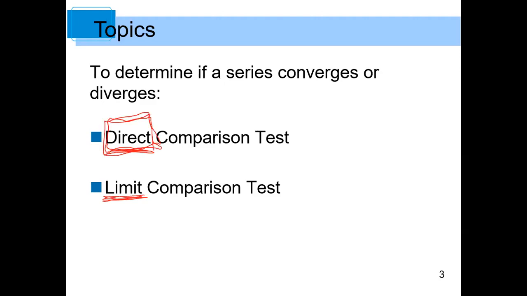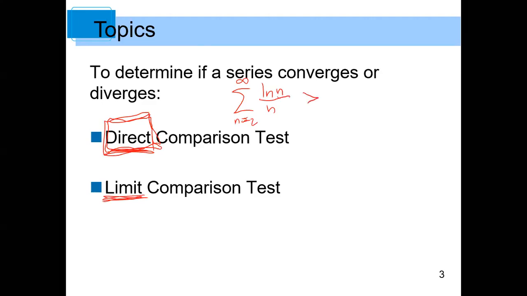So what did he do? He basically said, I want to know what's going on with this series, logarithm of n over n. This is greater than or equal to the sum, n going from 2 to infinity, of 1 over n, because you can compare it term by term. Logarithm of n over n is bigger than or equal to 1 over n, yes?